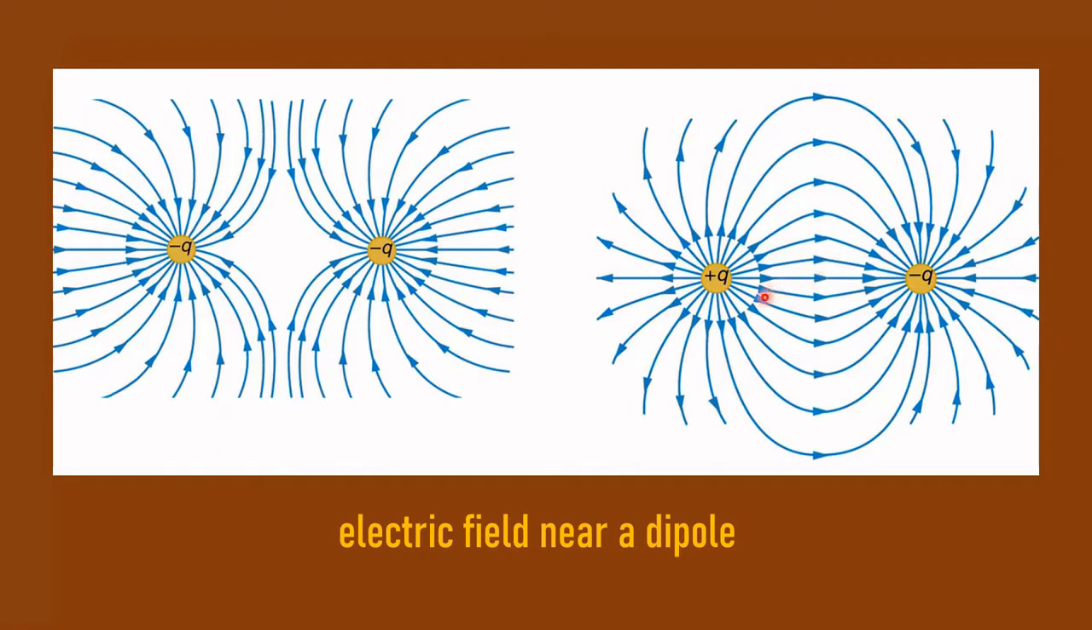It also makes sense that the electric field is stronger in the vicinity of either charge, and it gets weaker out here. You can see the field lines are spread apart. By the way, this configuration, a positive charge and a negative charge in close proximity, is called a dipole, an electric dipole, because it has two poles.